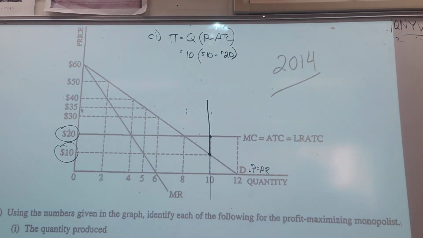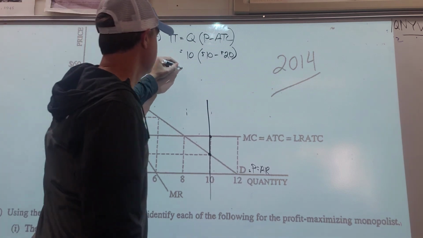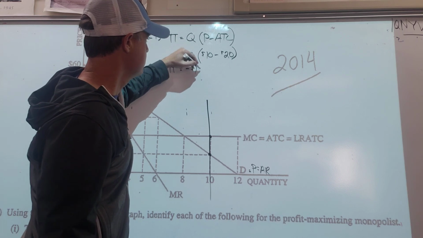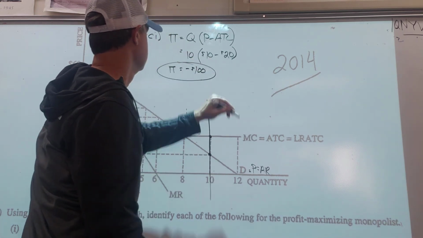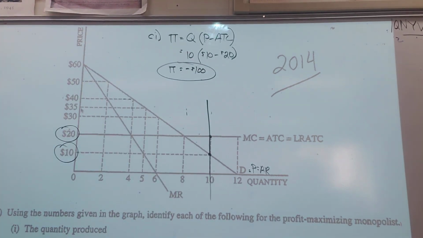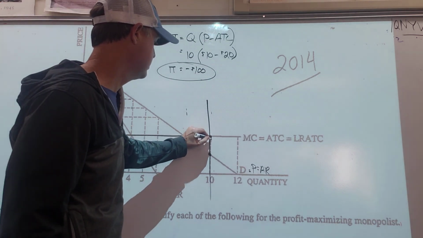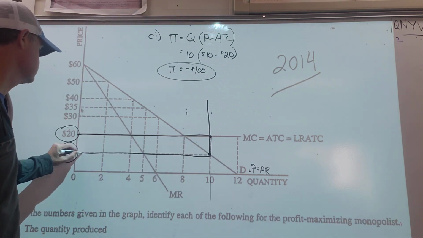All right. So P minus ATC is actually a negative number, negative 10. So we have negative 10 times 10. So my total is negative 100. Okay. So what we're looking at here is this area, ATC, and that's total revenue.